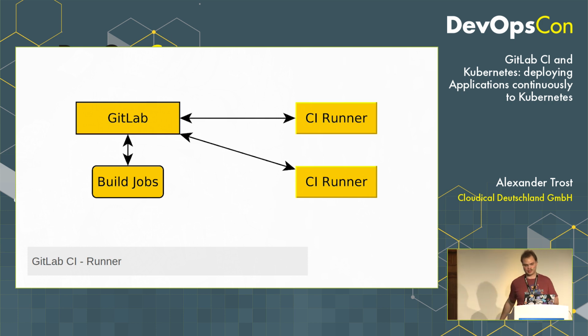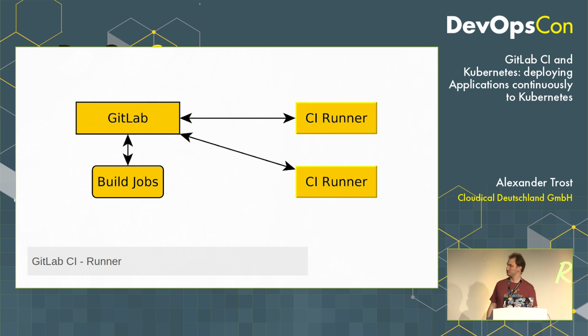GitLab CI runners, they watch the GitLab for jobs to do, for steps to run. They are simply, most of the time, separated from the GitLab itself for performance reasons. As I said, they take on the information, the build jobs in the end, start the Docker containers and so on, and run the commands that are specified. That, for example, then the Docker image and so on is built.